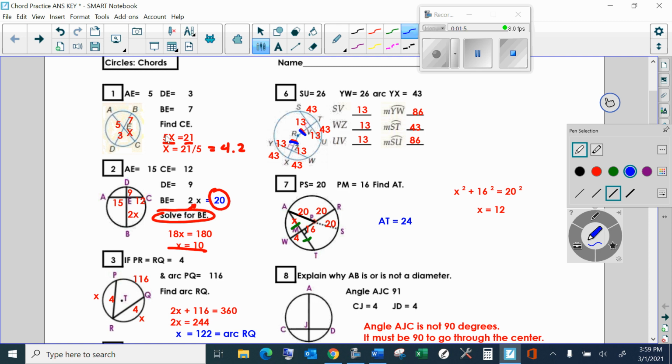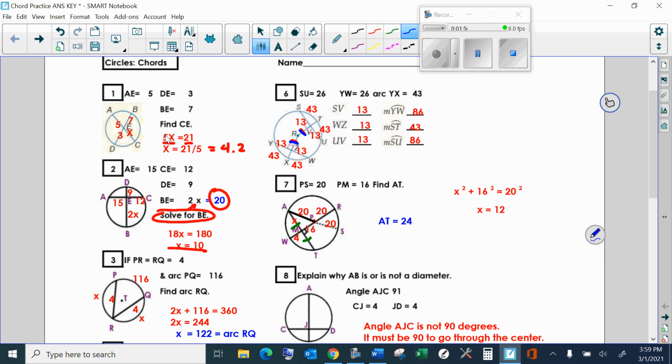And then you're given arc YX is 43. YX, we know since it's perpendicular, it also bisects the arc. So if that's 43, this has to be 43. And it has to be 43 here, and it has to be 43 here, because those chords were the same length. Now you can just fill in those answers right there, no problem.